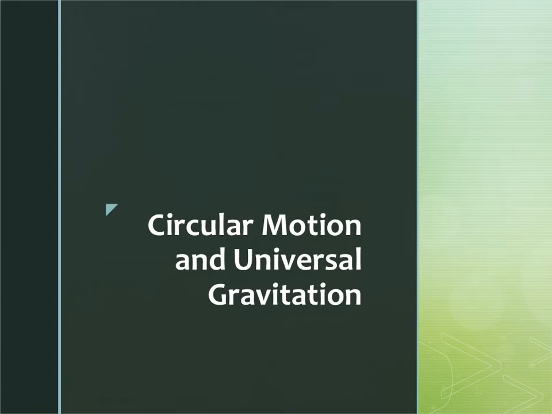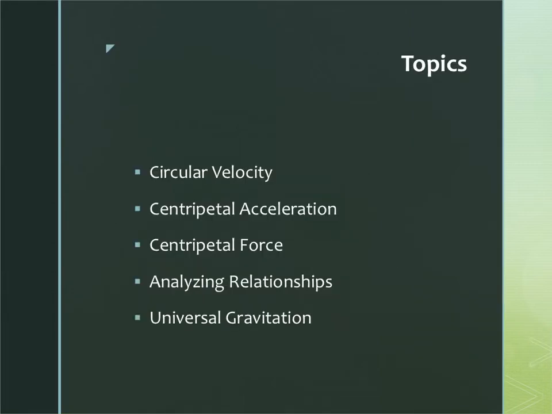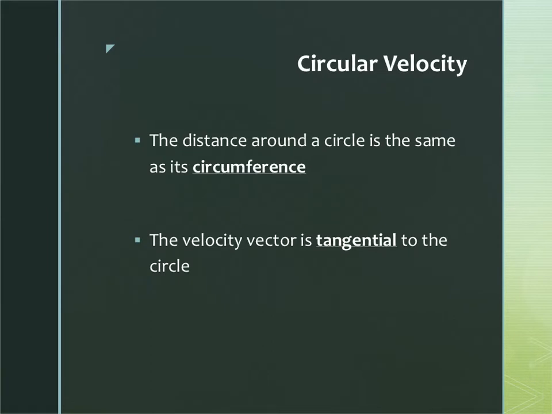Hey ladies and gentlemen, here's the video where I go over stuff about circular motion and universal gravitation. Here are some of the topics that I'm going to talk about. And here we start with circular velocity. So this is basically the speed or velocity going around a circle. How fast are we going around the circle?